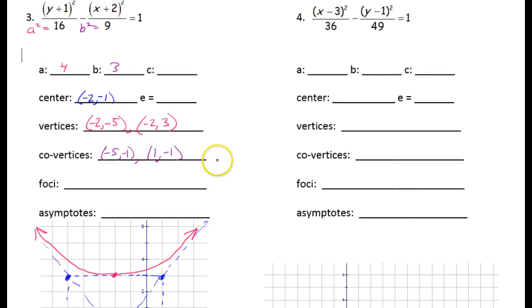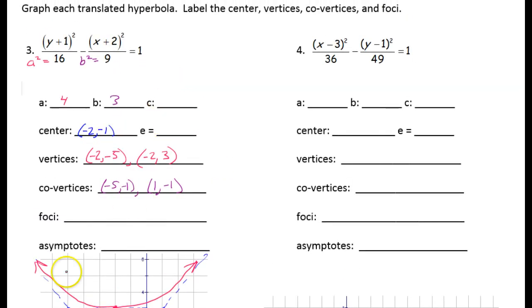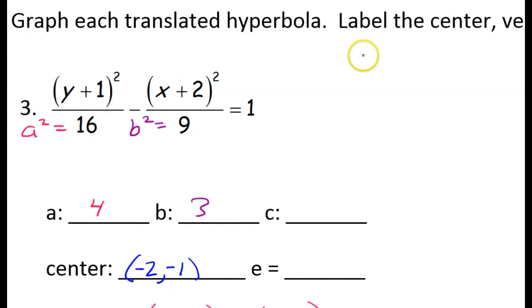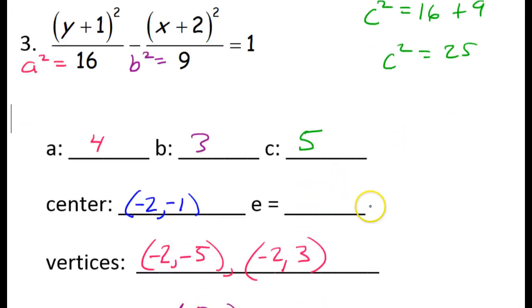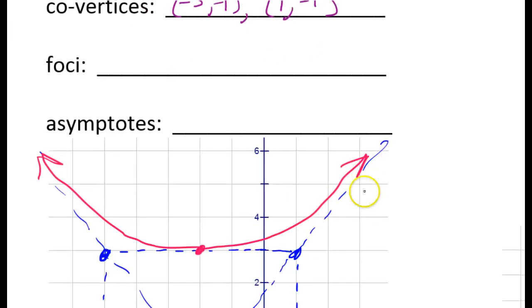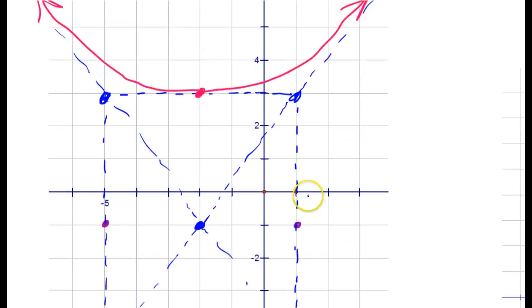To find the foci, though, we will need the c value. For a hyperbola, c squared equals a squared plus b squared. So c squared will equal 16 plus 9. So c squared will equal 25. So c is equal to 5. So that will show us where the foci will be.